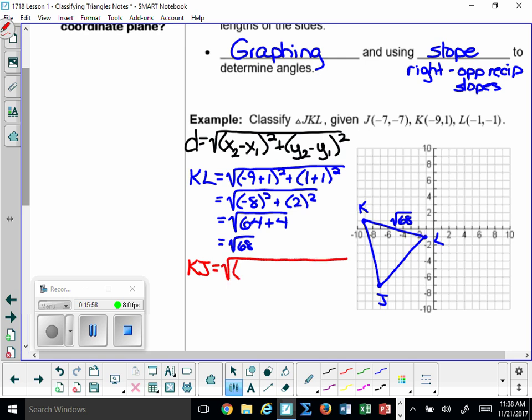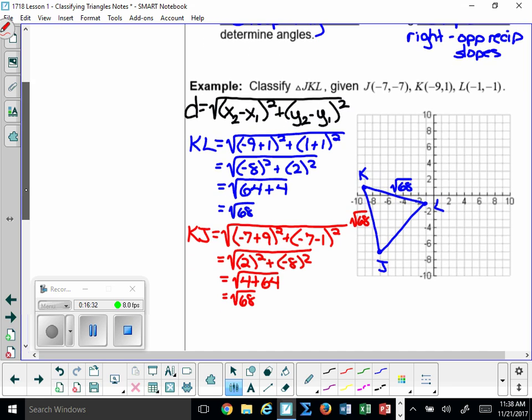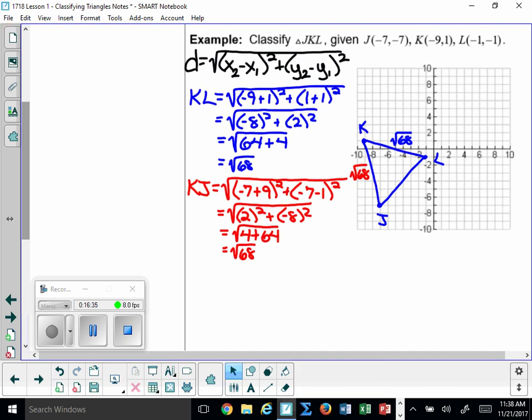Let's see here. Oh, this is interesting. KJ and KL have the same length, so they are congruent. I have an isosceles, maybe an equilateral. We're going to have to do that third side to decide. So now we're doing JL.